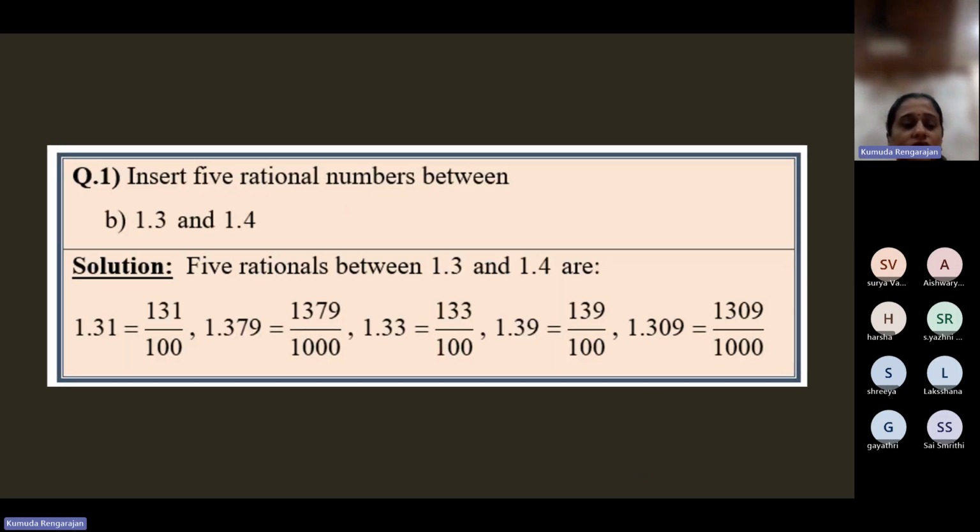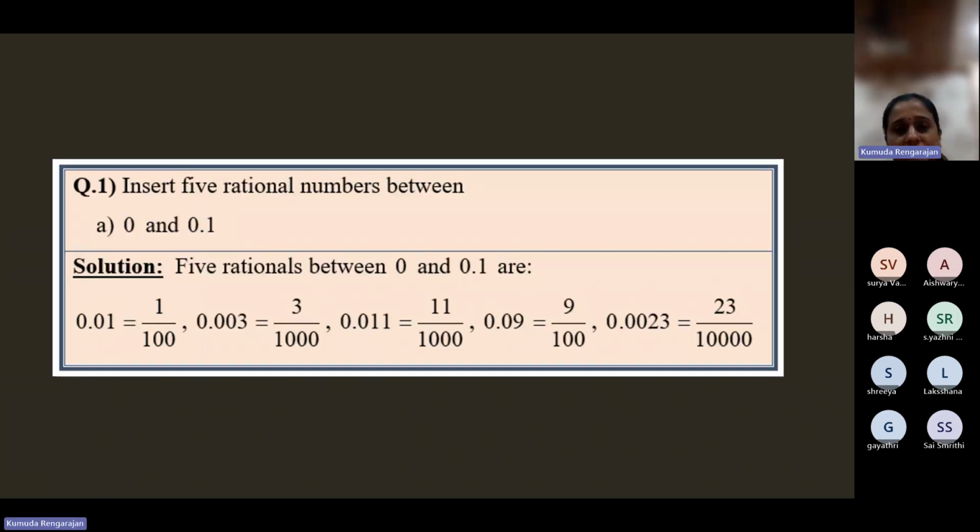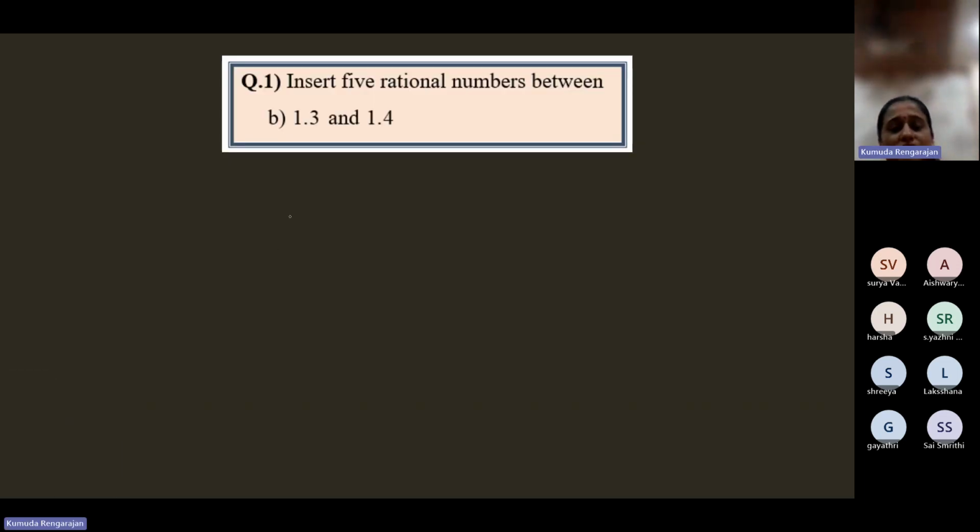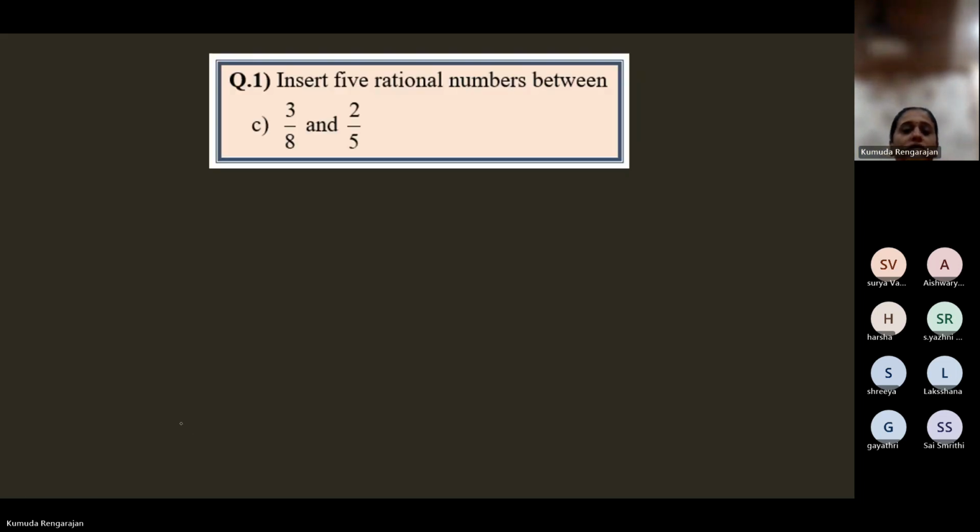So the first one was 0 and 0.1. I told you, 0 point, just put a 0 and then write whatever you want. That's about the first one. 1.3 and 1.4, you can make it 1.30, 1.40. Now 30 and 40, you can insert numbers. Then you can add one more 0. So 300 and 400 and insert numbers. This one is using LCM.